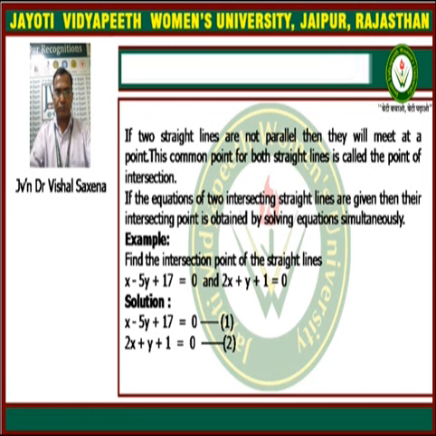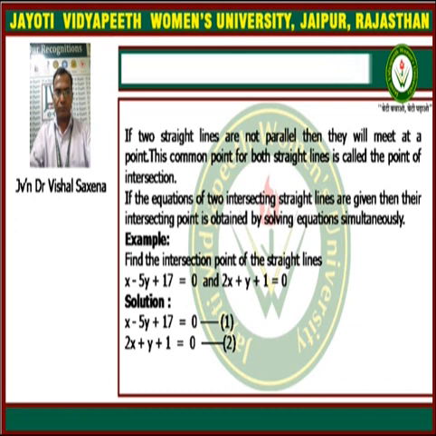Now we discuss one example. In this example, the question is finding the intersecting point of the straight lines. We are given two straight lines and we have to determine the intersecting point. The two straight lines are x minus 5y plus 17 equal to 0 and 2x plus y plus 1 equal to 0.